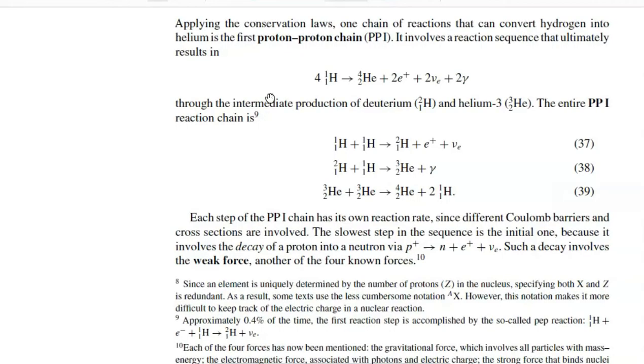The final thing I'll show you here is the proton-proton chain. That's the overall reaction there at the top, where 4 protons make helium and other things. And next time we'll talk a little bit about the individual steps that go into that proton-proton chain. That's how hydrogen is being converted into helium in the cores of stars like our sun.